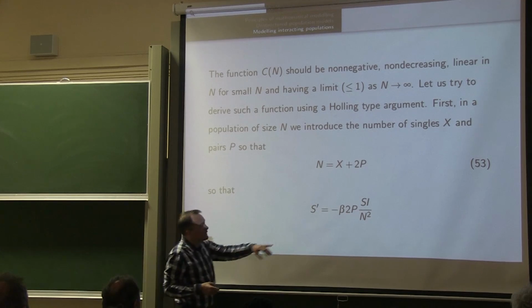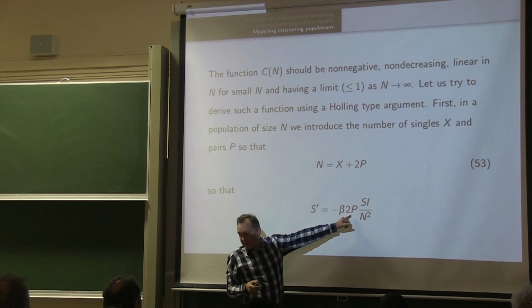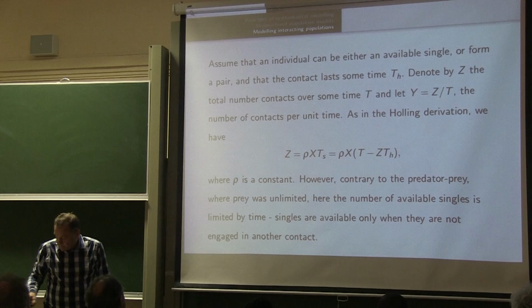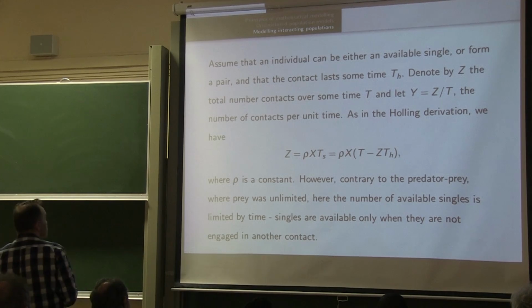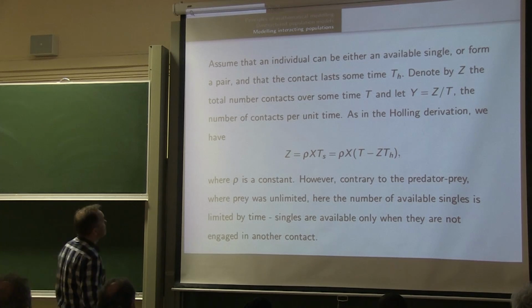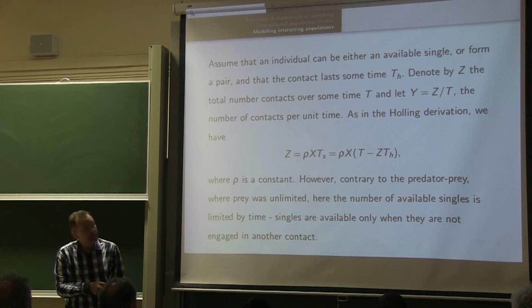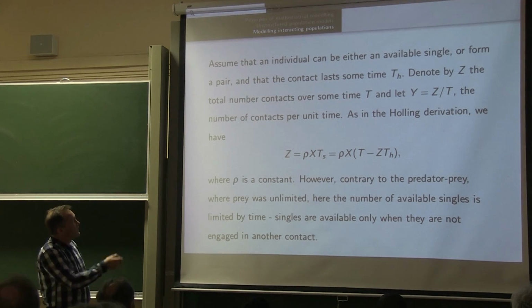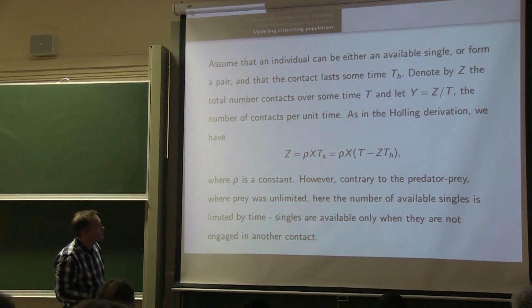Okay, so essentially what I am looking for is the formula for the number of pairs at any given time. So, repeating what I said earlier and introducing notation, TH will be the time duration of a contact, the average duration of a contact. Z is the total number of contacts over some time t, and Y is the number of contacts per unit time.